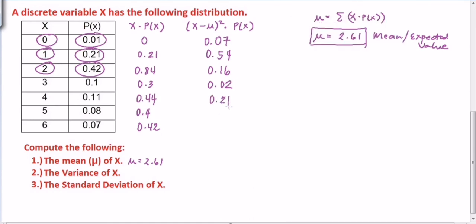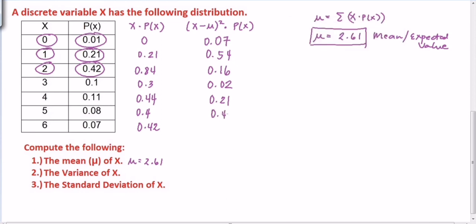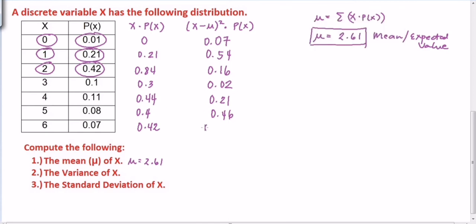So 0.21. And then, yung sunod naman is yung 5. Okay, and then gagawin ko naman yung probability niya na 0.08. So yung mean niya, same pa rin sa kanina. So 0.46. And then the last one is, ito, 6 na to. And then, yung probability nung 6 ay 0.07. And then, same yung mean na 2.61. Okay, pag equals, ayan, 0.80.